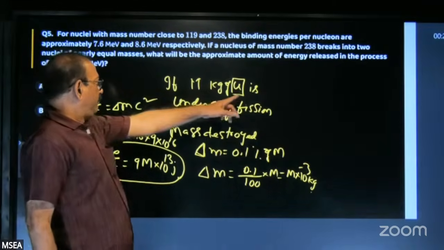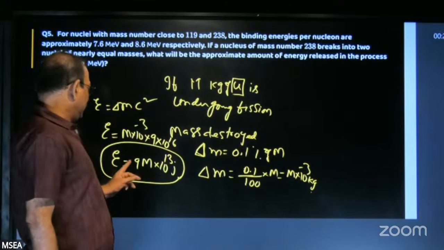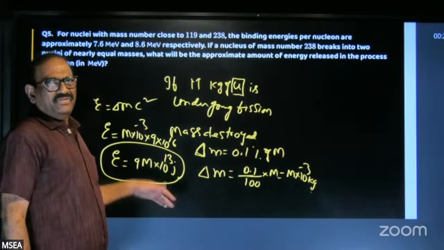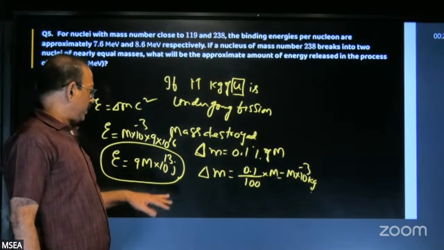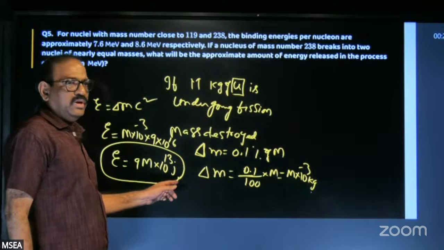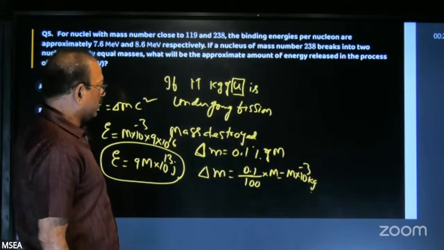If m kg of uranium is undergoing fission, the energy released is 9m into 10 power 13 joule. If you want, you can convert this into electron volt by dividing it by 1.6 into 10 power minus 19. That if you write, it will convert into electron volt also.